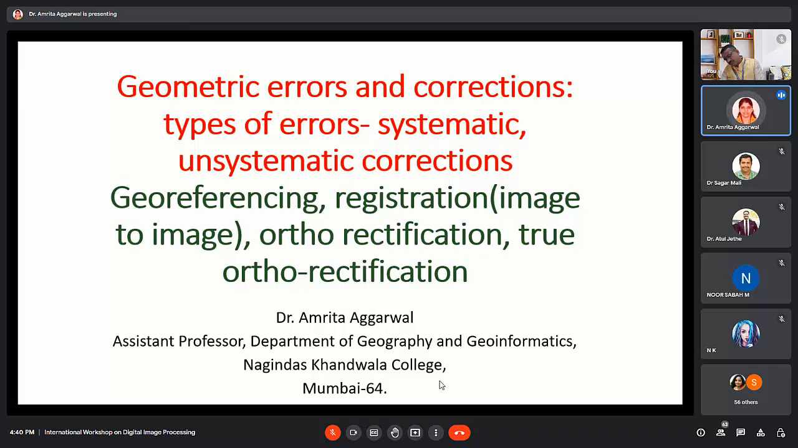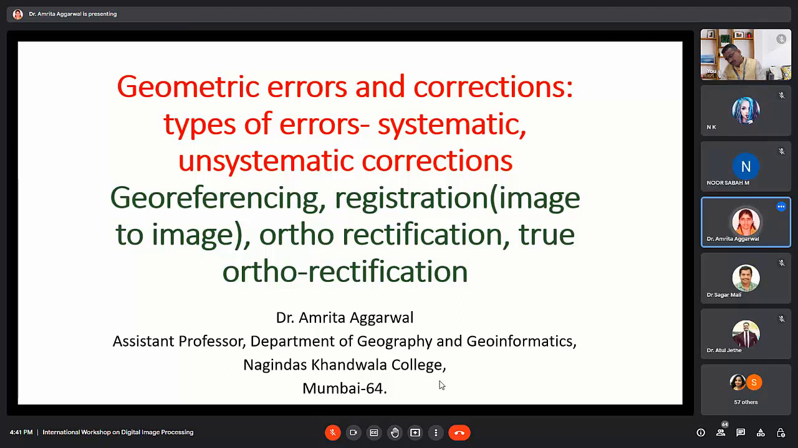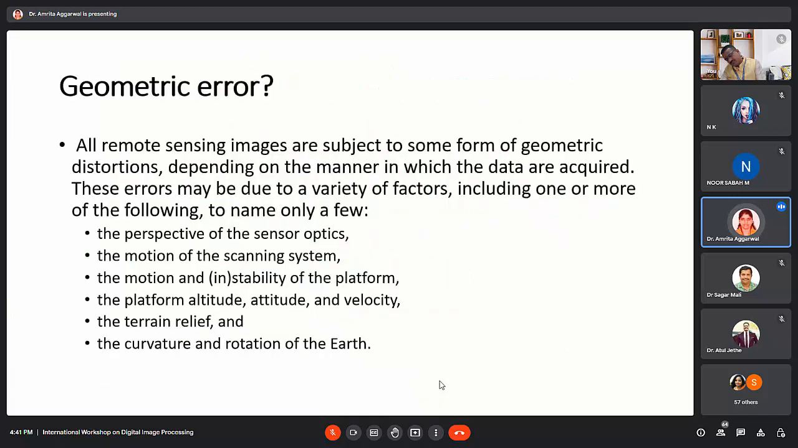This technology is highly live in nature. So definitely whenever you are working on some live project, errors will happen, because human beings cannot be static all the time. Whenever there are errors in the geometry of the imagery, it is called geometric errors. All remote sensing imageries are subject to some form of geometric distortions depending on the manner in which the data is acquired.